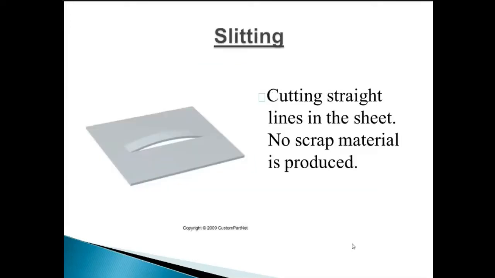The next operation is slitting. Here is one another operation: cutting straight lines in the sheets, where no scrap material is produced.